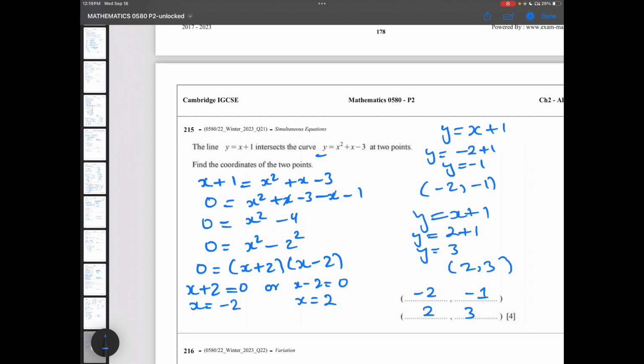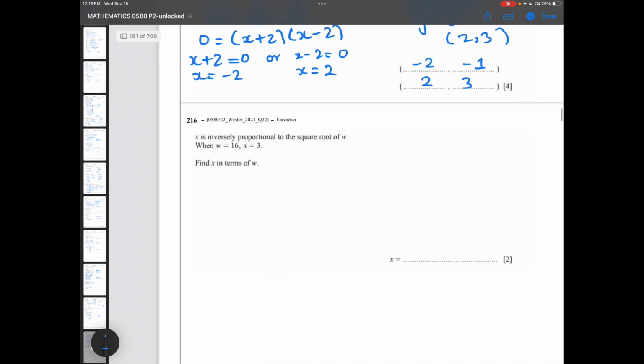So this is our answer. Now in question number 216 it says x is inversely proportional to the square root of w. When w is 16, x is 3. Find x in terms of w. First I will form the equation, and that will be x is equal to k upon square root w.